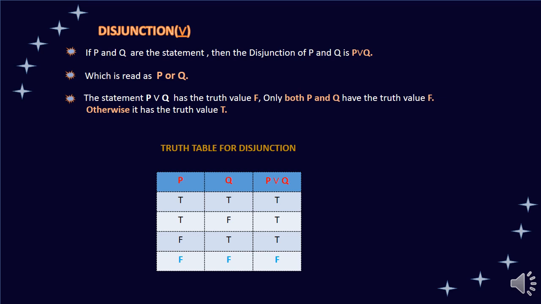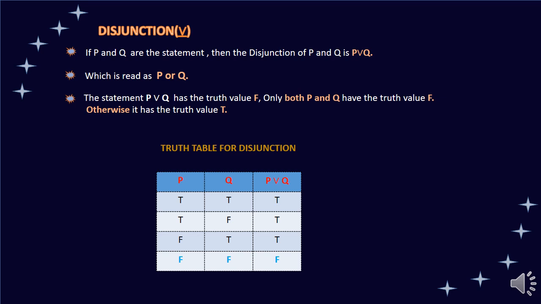Disjunction. If P and Q are statements, then the disjunction of P and Q is P ∨ Q, which is read as P or Q. The statement P or Q has the truth value false only when both P and Q have the truth value false. Otherwise, it has the truth value T.